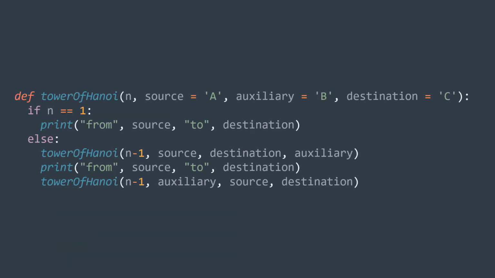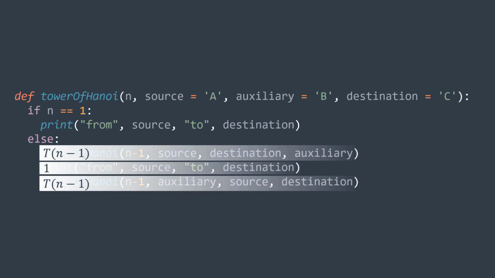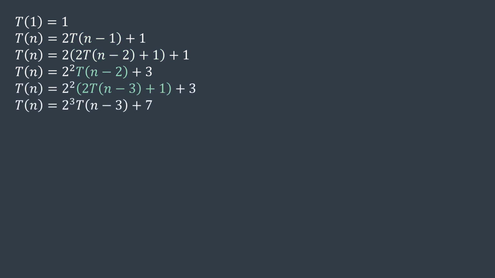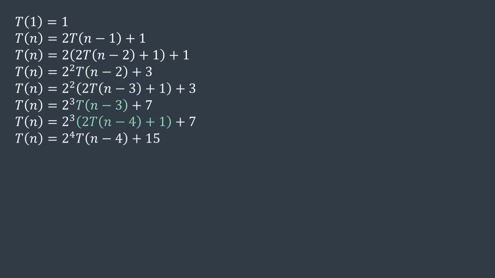Next example, Tower of Hanoi. In the base case, we are just printing only one operation, and it's when n is 1, so we write T(1) = 1. And in the recursive case, we call the function twice with n-1, and we print once, so we write T(n) = 2T(n-1) + 1. We replace T(n-1) by 2T(n-2) + 1, and we simplify. Now replace T(n-2) by 2T(n-3) + 1, and we simplify. Again, we replace T(n-3) by 2T(n-4) + 1, and we simplify. We get 2^4 T(n-4) + 15, and 15 is 2^4 - 1.